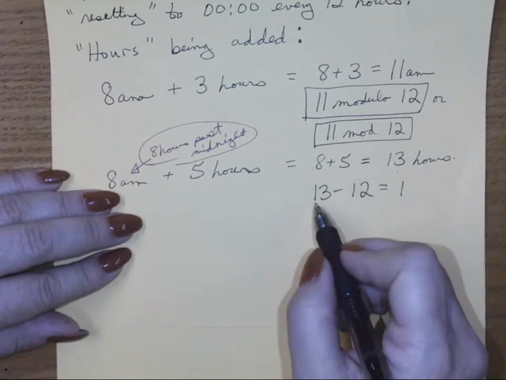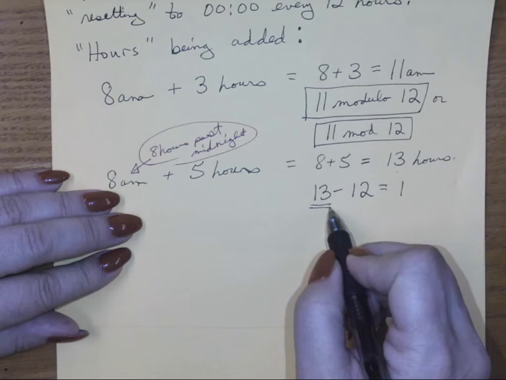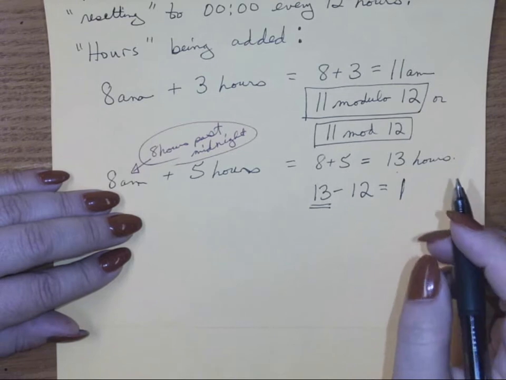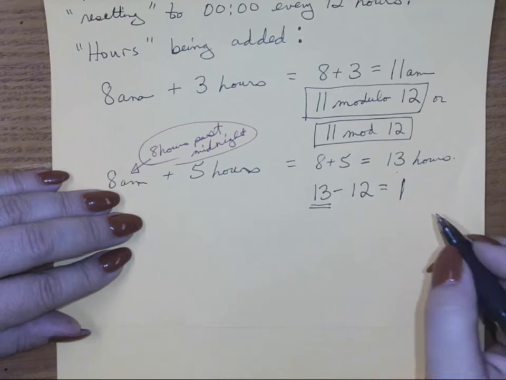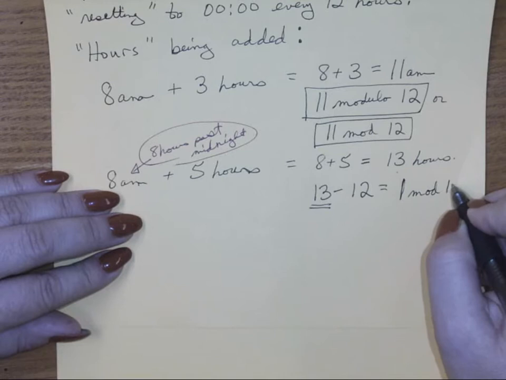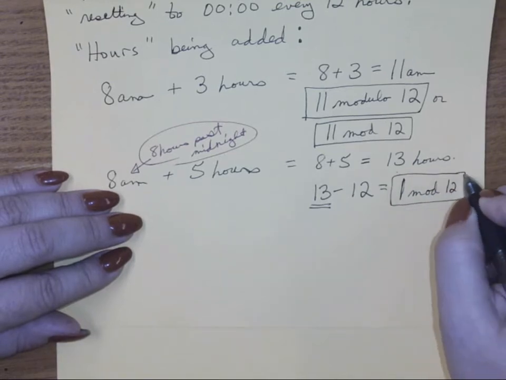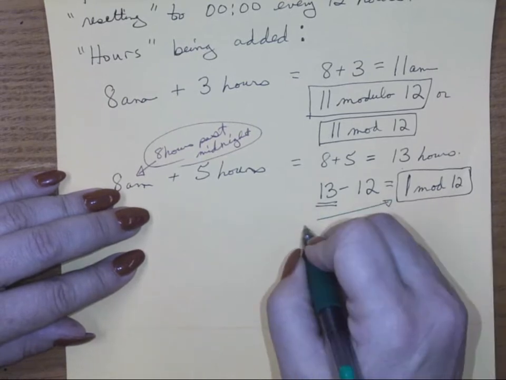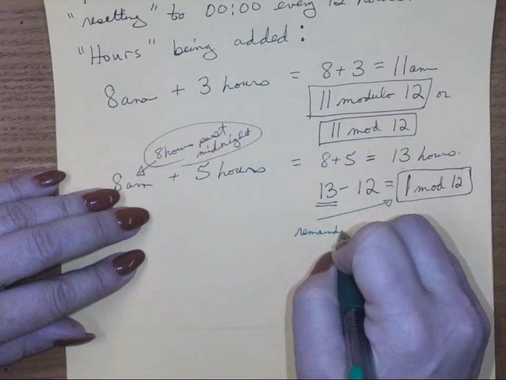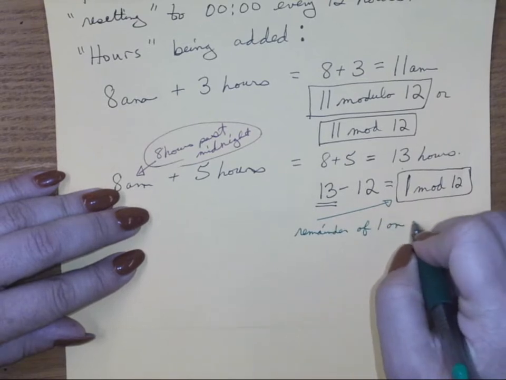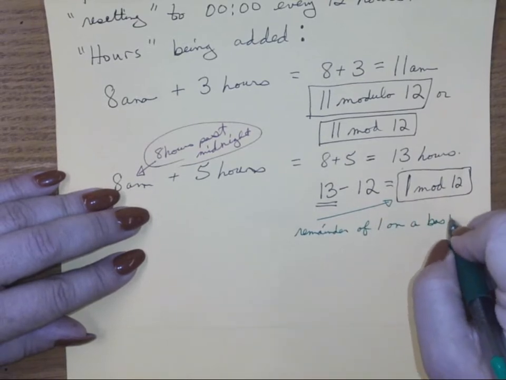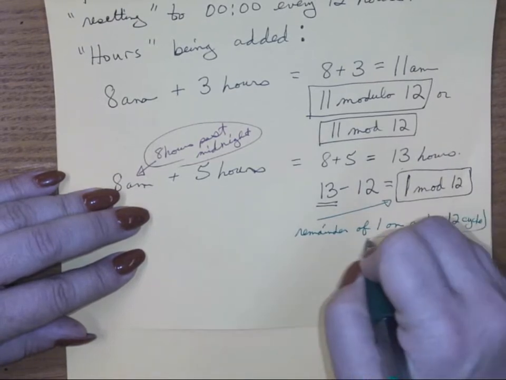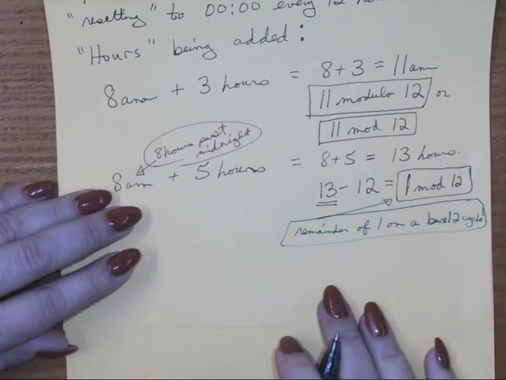But my answer wasn't really 1, right? My answer was 13. I've just done a little bit of arithmetic here, and I'm calling it a 1, and so I need to let people know what kind of 1 that is. It's a 1 mod 12. And whenever I see that, in Webster brain, what I think is, that's a remainder of 1 on a base 12 cycle. Remainder of 1 on a base 12 cycle.